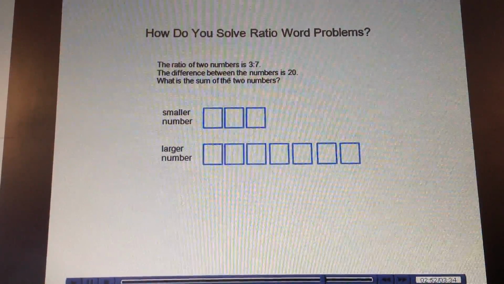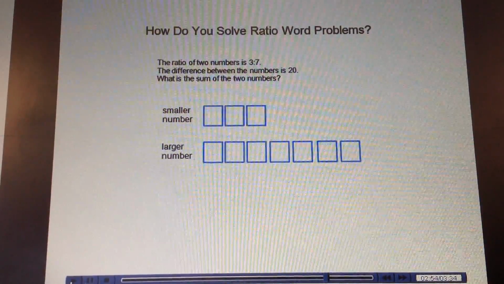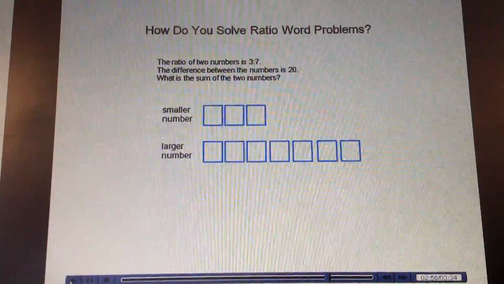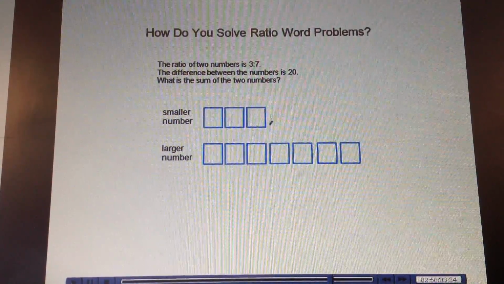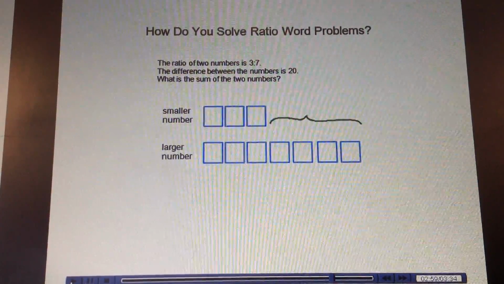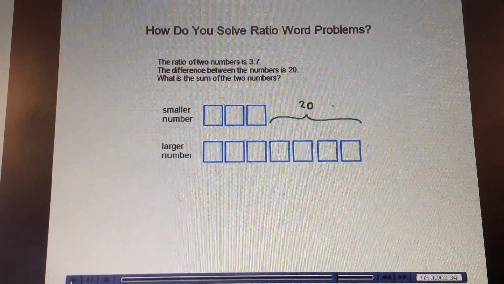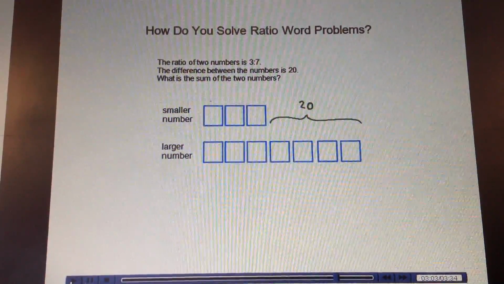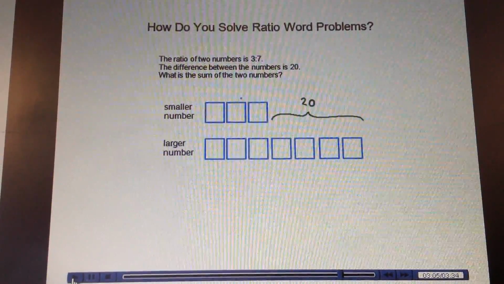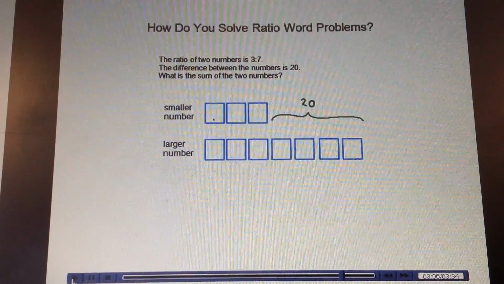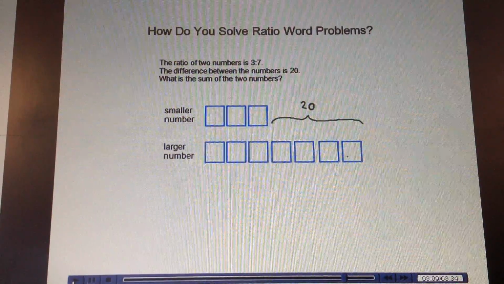The difference between the two numbers is 20. Visually, we can see that the difference between the smaller number and the larger number are these 4 boxes. So we can show that those 4 boxes represent the difference by labeling this with the number 20. We have to find the sum of the two numbers. So that means we need to know the value of one box and then multiply it by the total number of boxes that we have.